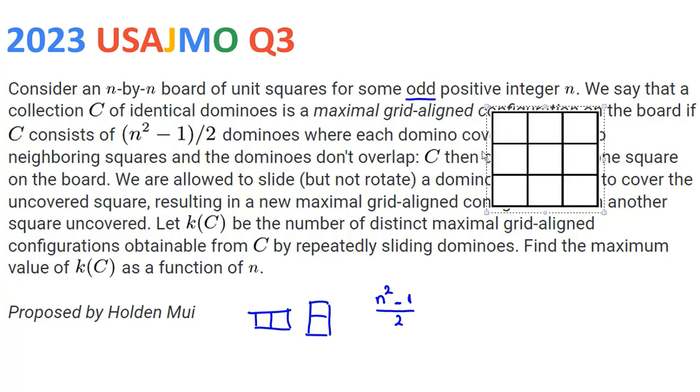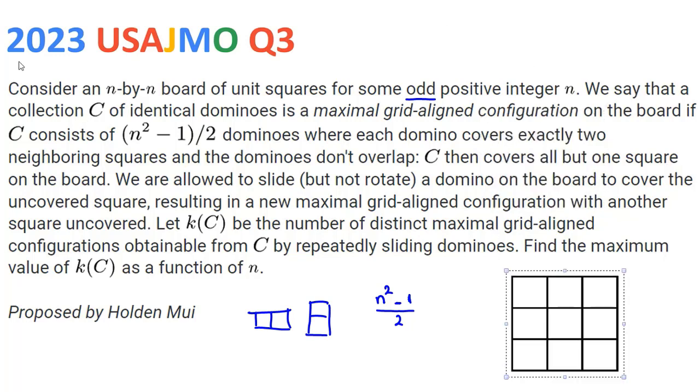Okay, so let's consider, for example, 3 by 3. Let's consider a maximal grid-aligned configuration, for example this one. This, and this. One empty cell is left. If you replace n with 3, it will be 9 minus 1, 8 cells. We should divide by 2, so we have 4 dominoes.